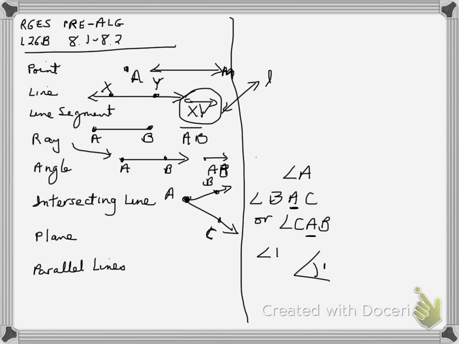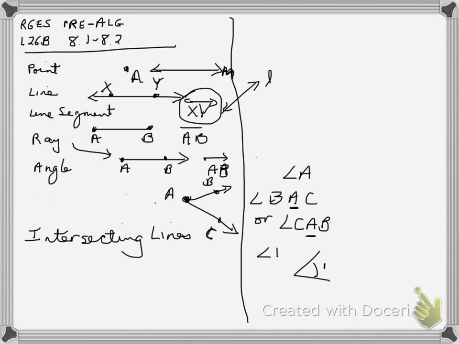Let's talk about intersecting lines. I obviously haven't given myself enough room here. Let me adjust that a little bit. If two lines cross each other, they will have one point of intersection right there. And let's say this is line AB and line CD. Okay. And let's say they intersect at E, point E.